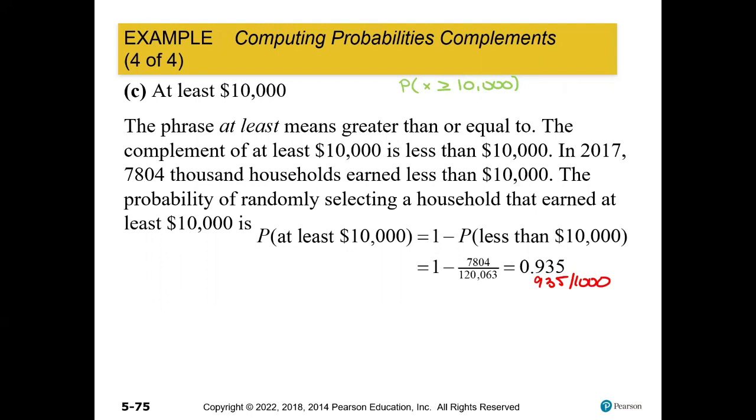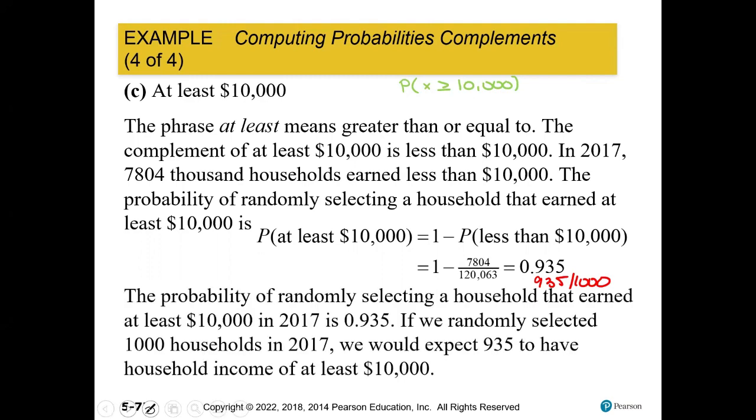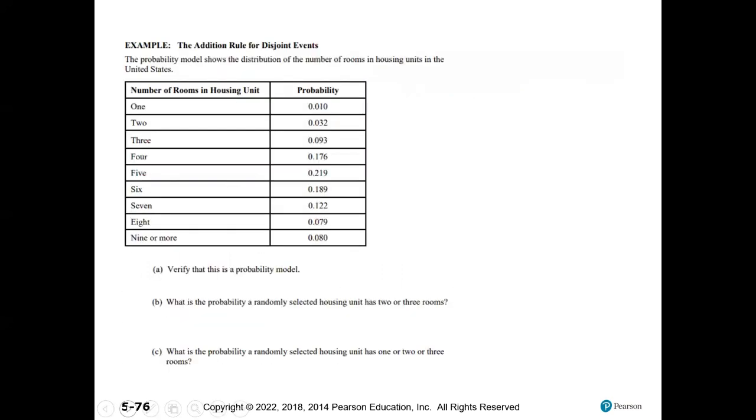So I just have a few added examples. I always like to do some extra examples at the end to kind of recap what we did in this section. So remember: addition of disjoint, general addition, and then our complements. So we'll probably have one of each. All right, so the addition rule for disjoint events, as it clearly states here.